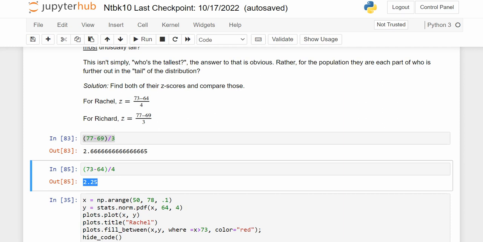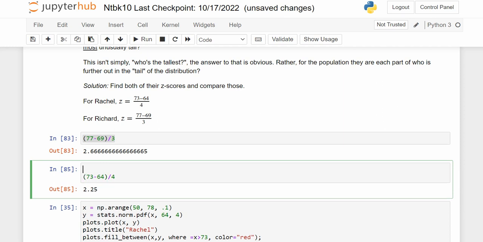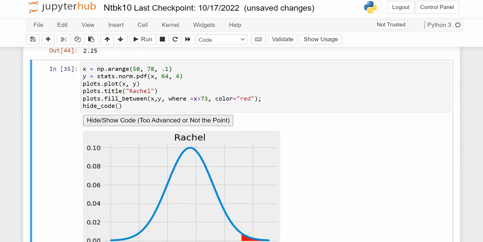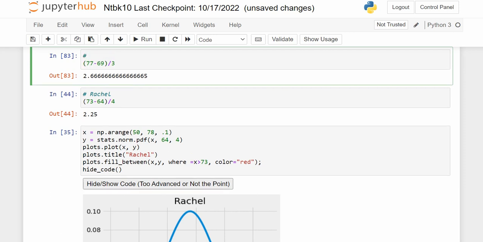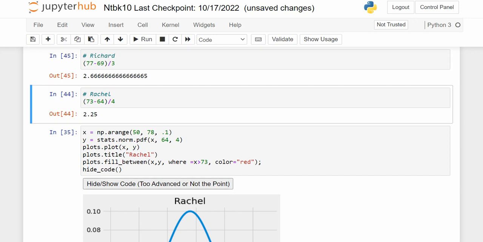Wait, got it, okay. I'm sorry, I got them confused. So this is the one for Richard. Maybe I should type that in so you can see it. Wait, 73 minus 64, that's for Rachel. So let me just put a hashtag. When we calculate Rachel's z-score, we get 2.25, sorry. And this one is Richard's. I said that the wrong way around. Sorry. So Richard's z-score is 2.6666 repeating, and Rachel's z-score is 2.25.